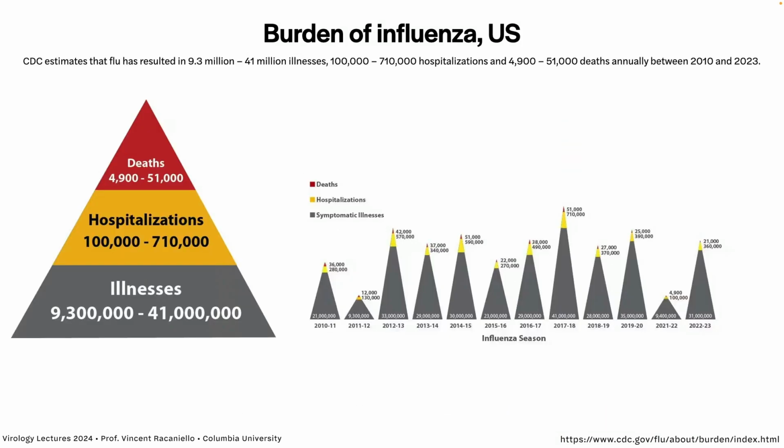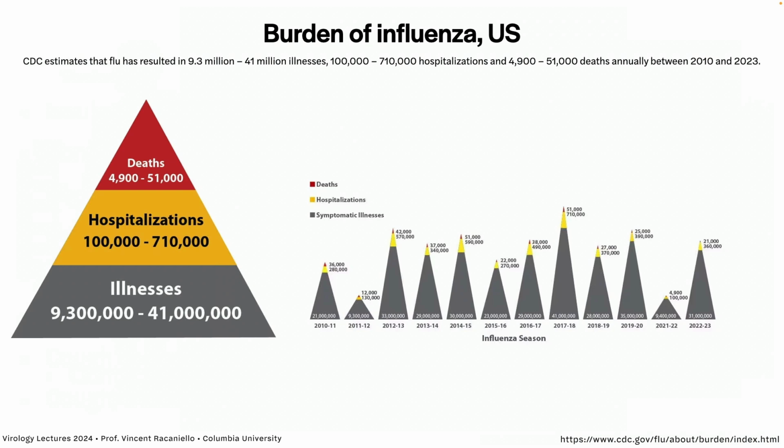Here's a figure showing the burden of influenza in the US. So this triangle on the left shows you deaths at the top. This is for the years between 2010 and 2023. So between 4,900 and 51,000 deaths, depending on the year. Hospitalizations between 100,000 and 710,000, and illnesses between 9.3 million and 41 million.